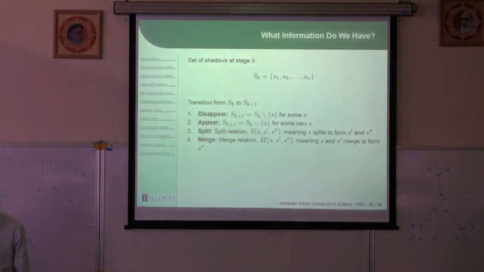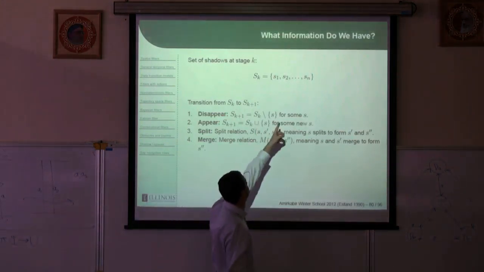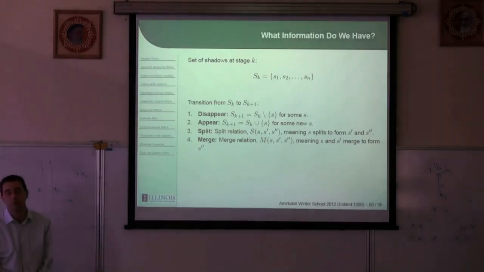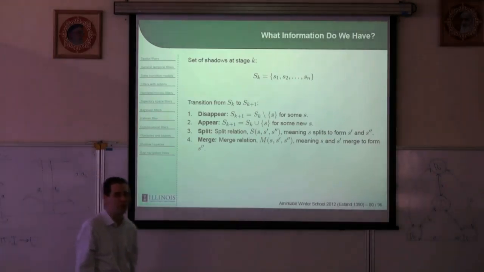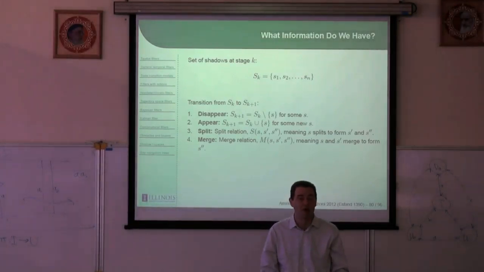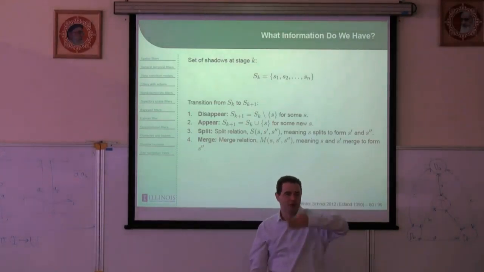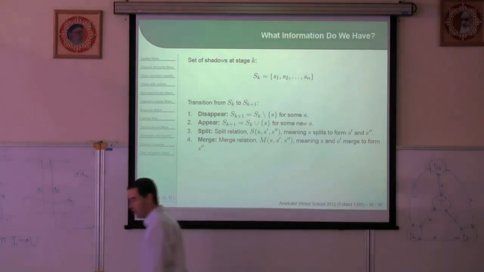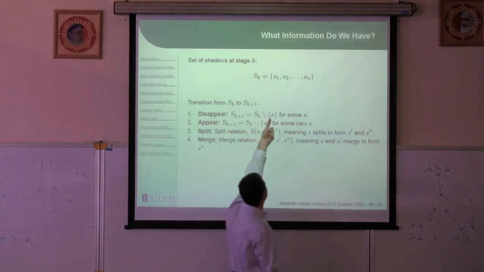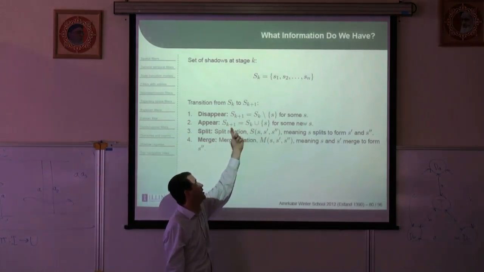All right. So what information do we have? Let's think about it. Here's a set of shadows, S sub k, let's say, at some stage k. We're moving around, and there's really a continuum of stages here, but I will say stage k changes to k plus 1 after one of these 4 events occurs. So what can happen after these events? Well, disappear means a shadow component gets removed. Appear means some shadow component gets added to the collection.